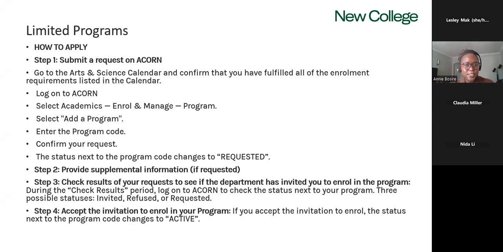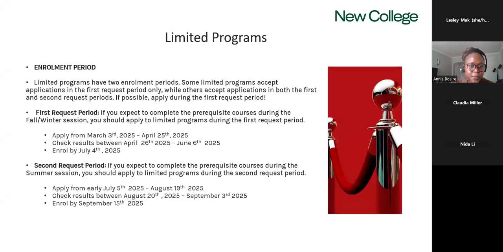And lastly, we get to step 3. This is for limited programs when it comes to checking the results. At that point you will be referencing that check results period. I'll go back for us to remember. So that'll be between April 26th and June 6th for the first request period, and for the second request period, that'll be between August 20th and September 3rd.